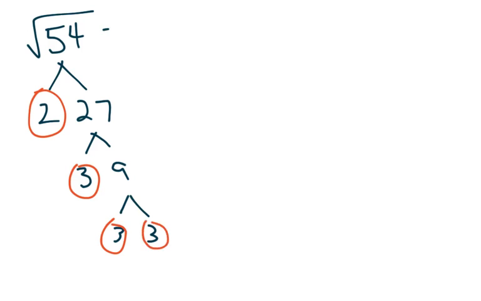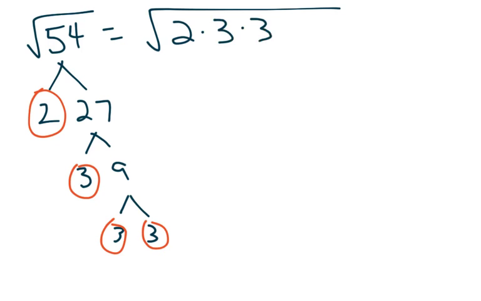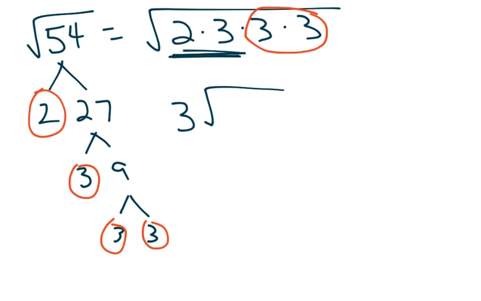So what I really have is the square root of 2 times 3 times 3 times 3. And again, I really only have one perfect match that's going to come out. The rest have to stay in. So the 3 is going to come out front, and then the 2 and the 3 are going to stay in, so 2 times 3 is 6. So this is 3 square roots of 6.